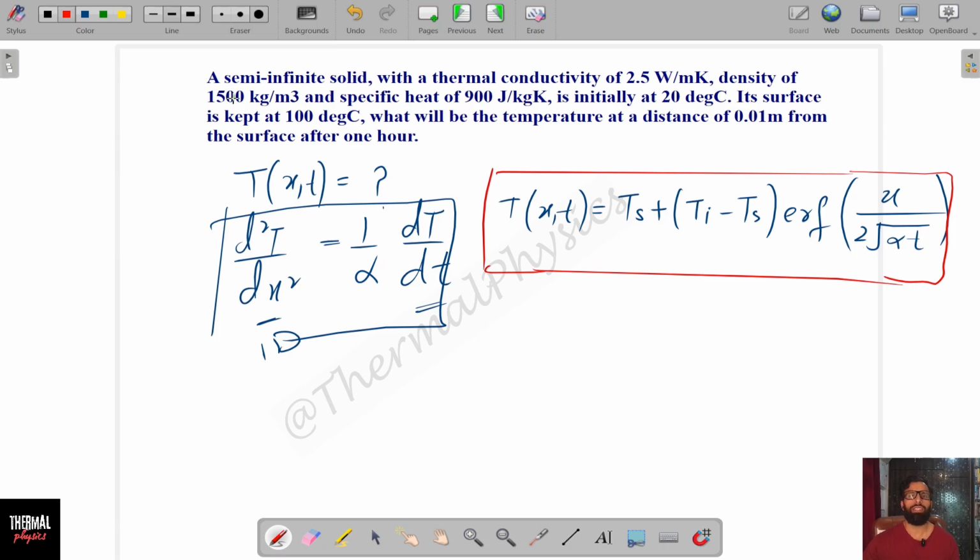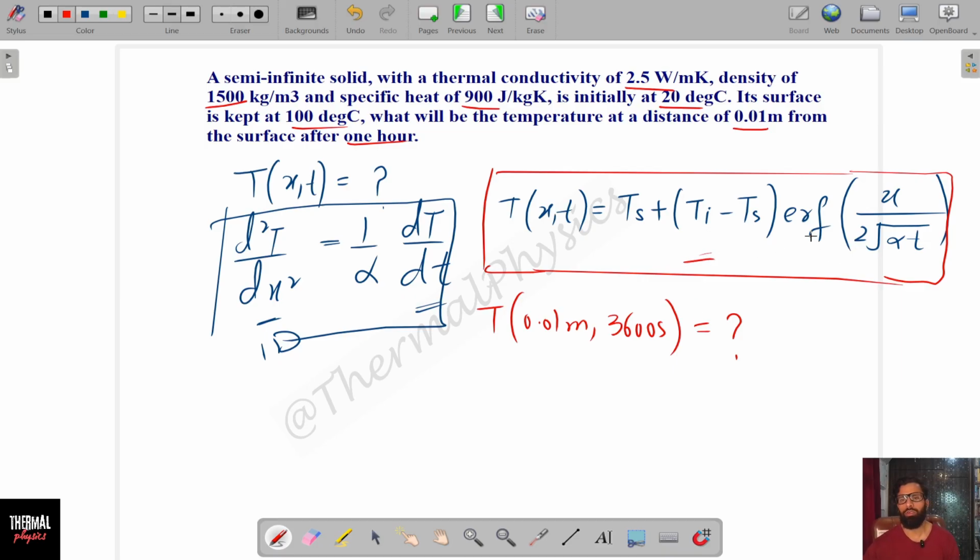For this we have a problem: a semi-infinite solid with thermal conductivity this, density this, and specific heat this, is initially maintained at 20 degrees Celsius, and the surface is kept at 100 degrees Celsius. What will be the temperature at a distance of this from the surface after 1 hour? So we have to calculate the temperature at 0.01 meter, and after time 3600 seconds, which is 1 hour. So we'll use this equation.